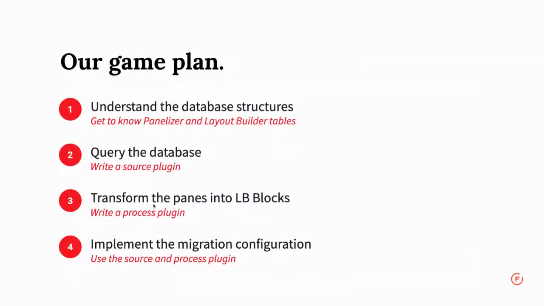So how are we going to do this? First, it's important to understand the database structures, both for what exists in Panelizer and Drupal 7 and what exists for Layout Builder in Drupal 8, so that we can know basically what tables to query and which data we need to get. And then next, we can actually write the source plugin to query the Drupal 7 database, and then we can write the process plugin to transform the panes into Layout Builder blocks and sections, and then we can implement the migration configuration and run the migration and see that the data was pulled over.